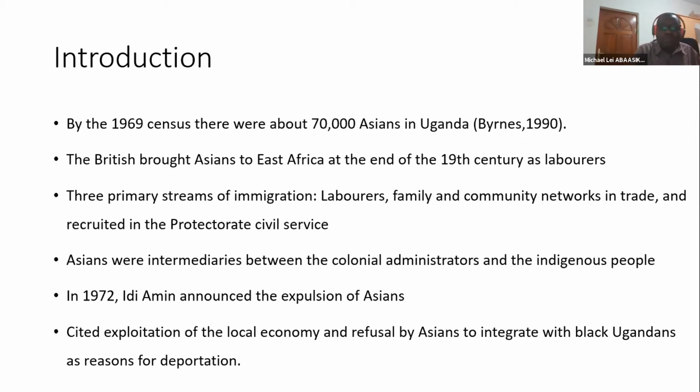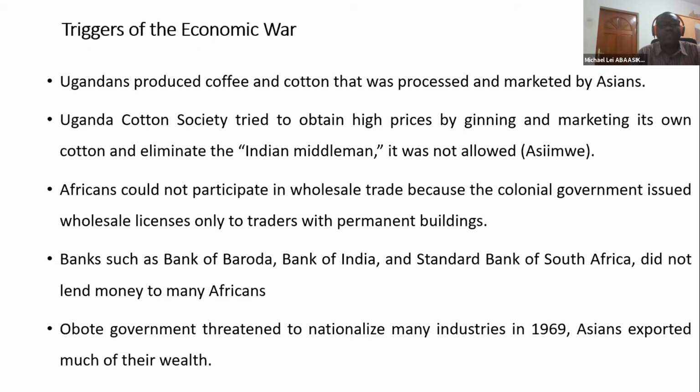By 1971, when Idi Amin took power through a coup, he launched an economic war against the Asian population in 1972. And the reason he gave for this war was that the Asians were actually milking the economy of the country at the expense of the local people. So that was the main reason which was given to expel about 70,000 Asians out of the country.